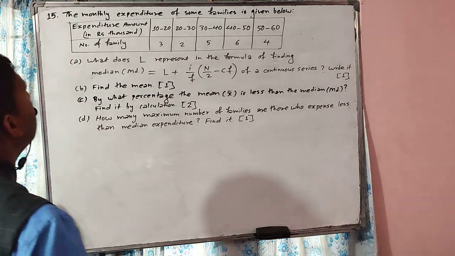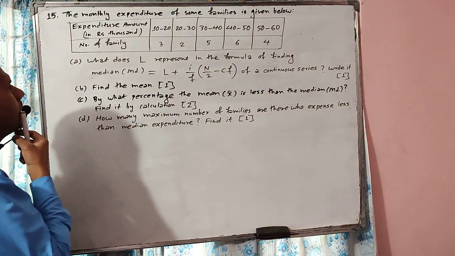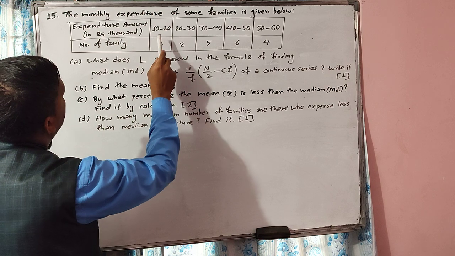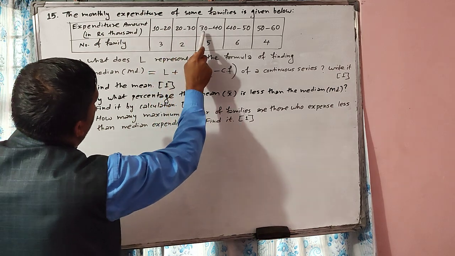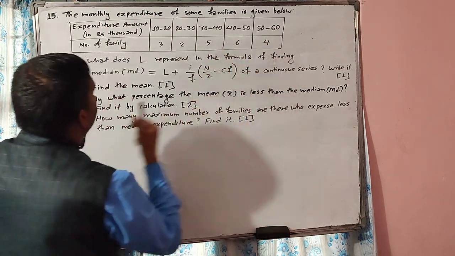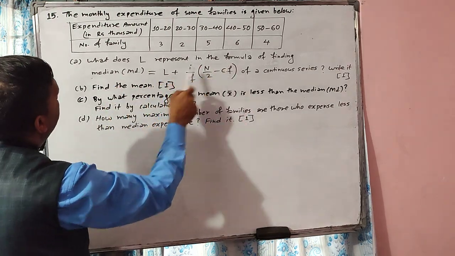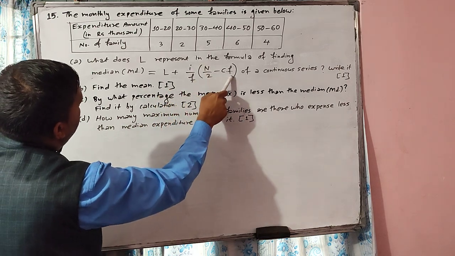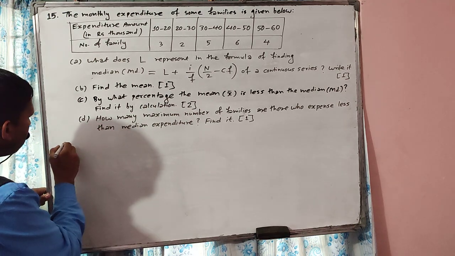Now, question number 15. The monthly expenditure of some families is given below. Expenditure amount in 1000 rupees: 10 to 20, 3 families; 20 to 30, 2 families; 30 to 40, 5 families; 40 to 50, 6 families; 50 to 60, 4 families. Then on A, what does F represent in the formula of finding median MD equal to L plus I by F times N by 2 minus CF of a continuous series? Write it. Now its solution.